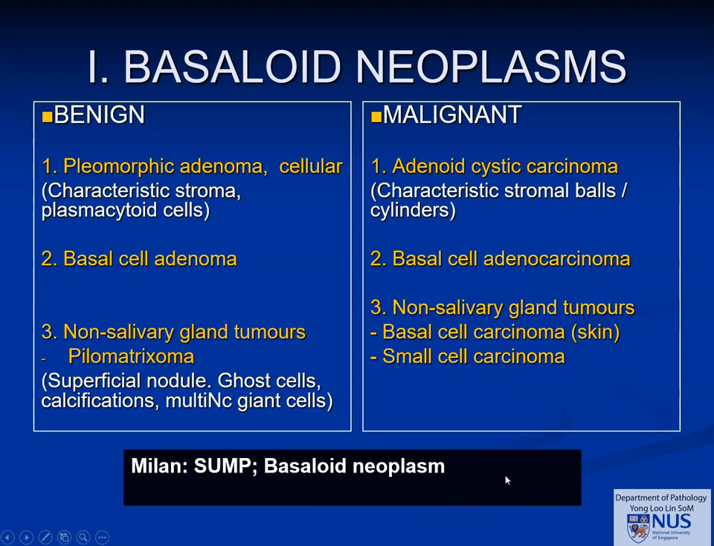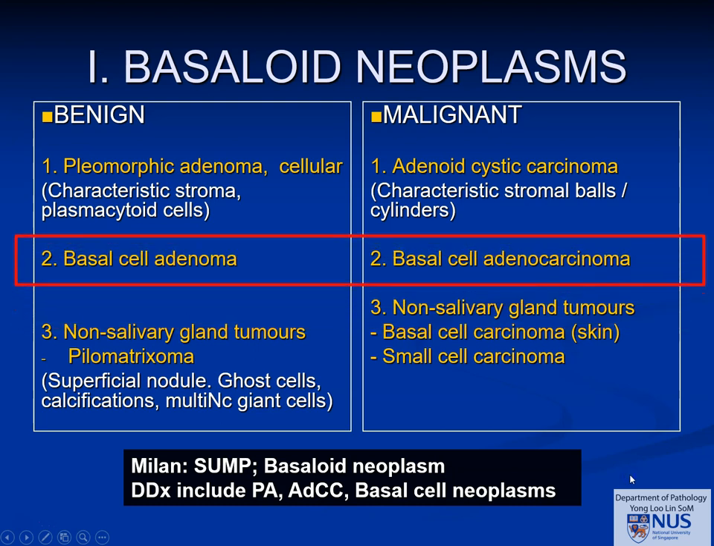So often, if we can't tell, we may end up putting these neoplasms into the summary category, basaloid neoplasm, and then give the differentials. I would say the top 3 differentials would be cellular PA, adenoid cystic carcinoma, and basal cell neoplasms. And I just want to again reiterate that cytology can't differentiate between basal cell adenoma and adenocarcinoma.